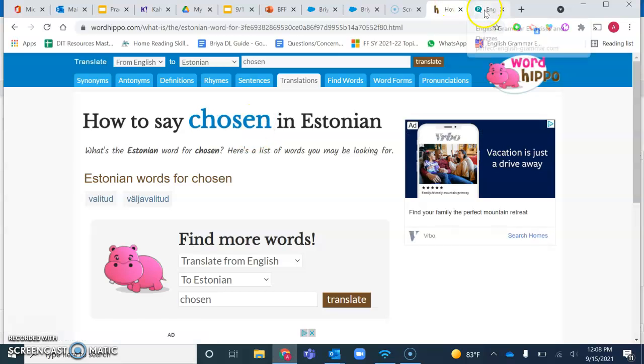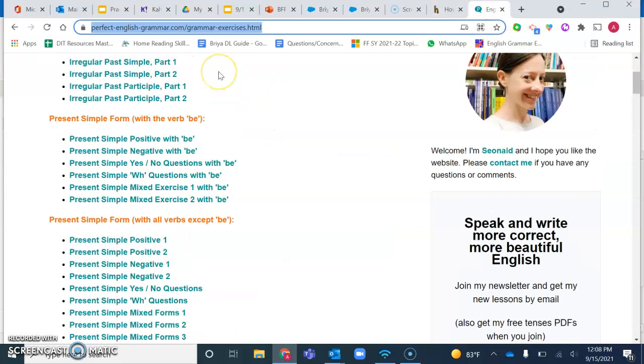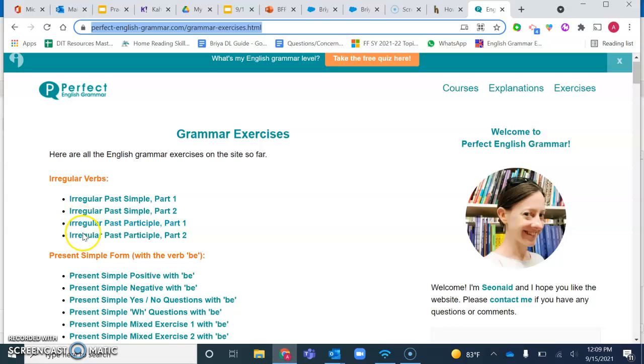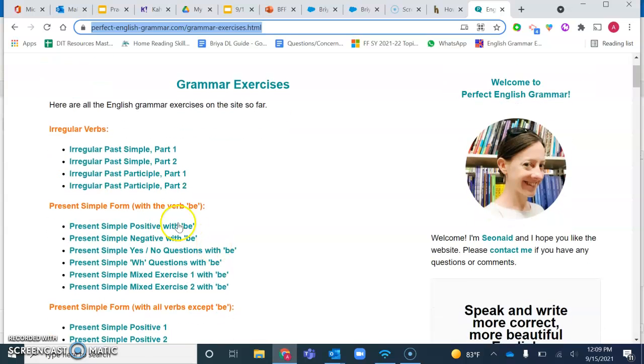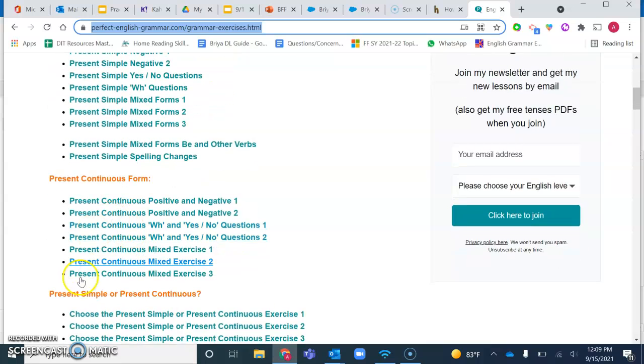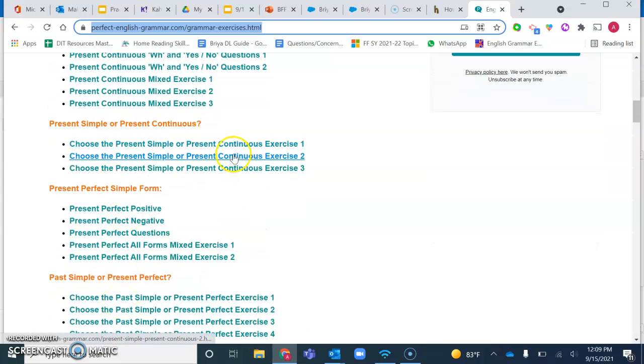The second website I will send you is English grammar practice, like we did today in class in Kahoot. So different grammar exercises. Here are irregular verbs, present simple, other present simple, present continuous, present simple or present continuous. So lots and lots of practice. If you want extra things to do, you could choose one of these exercises to do every day.